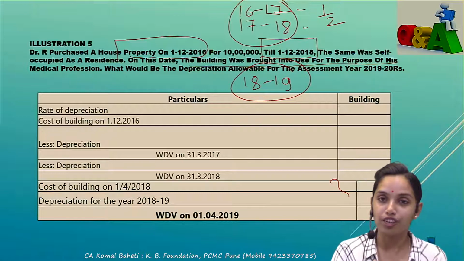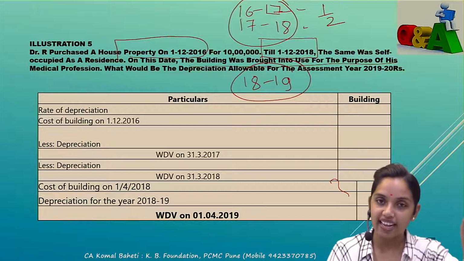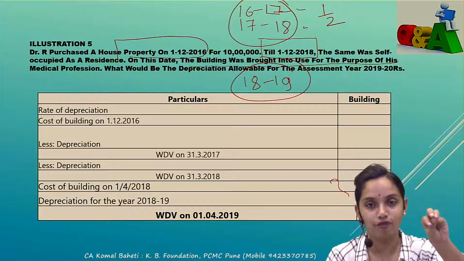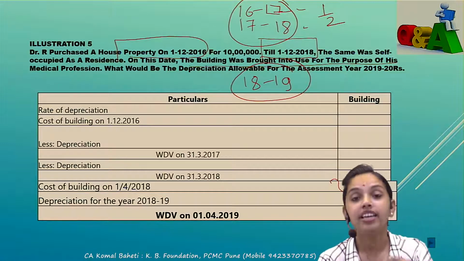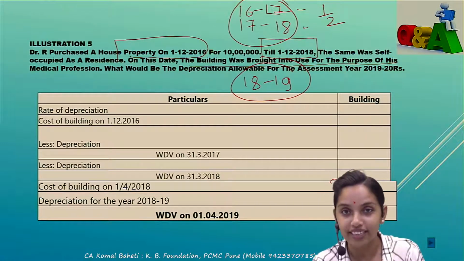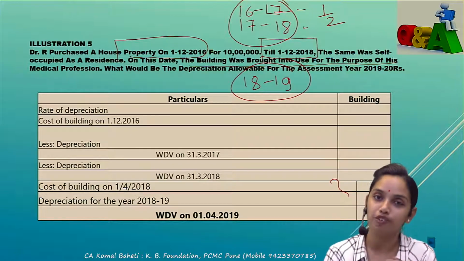So for that, first you need to take out the WDV. How to calculate the WDV? Actual cost minus the notional depreciation for the years for which the asset has been used for personal purposes. You got the WDV. Now reduce your depreciation for 18-19. Correct? Because that year the asset has been used for the business purpose.